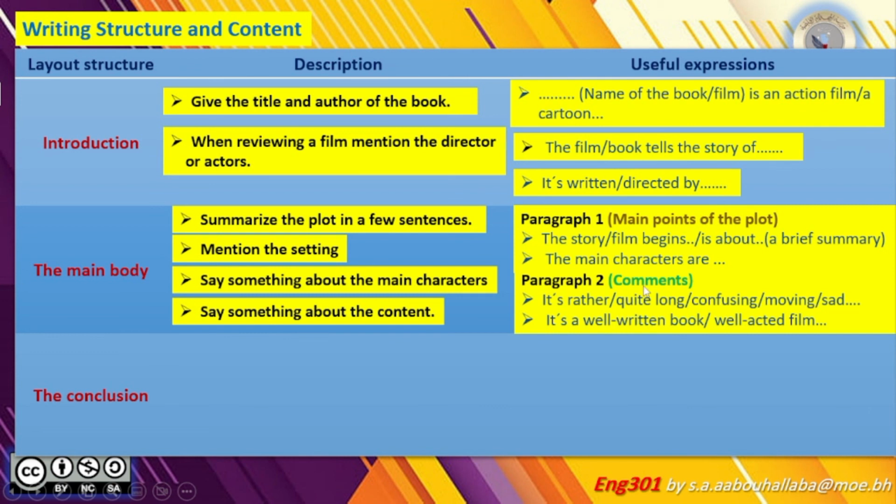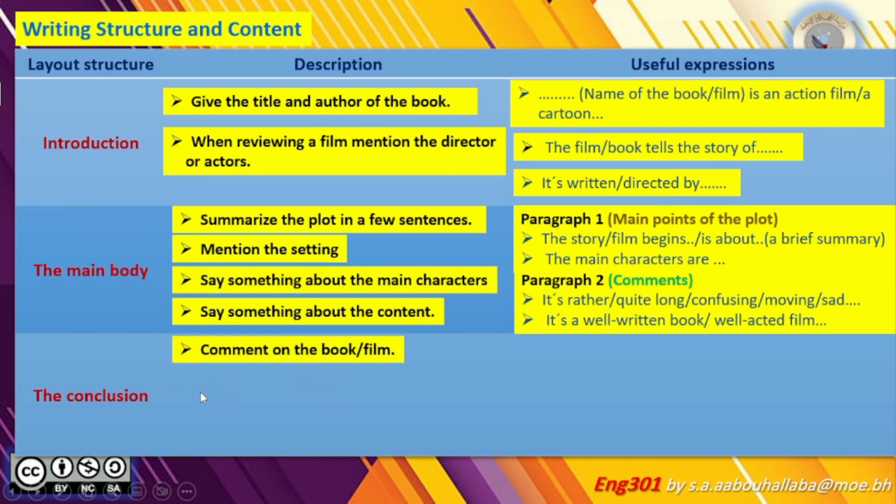The second paragraph of the body, you are going to give some comments. It is rather, or it is quite long, it is confusing, it is moving, it is sad that. You are going to give your opinion, you are going to comment on the book or the story. It's a well-written book, well-acted film. These are common expressions that you can use.